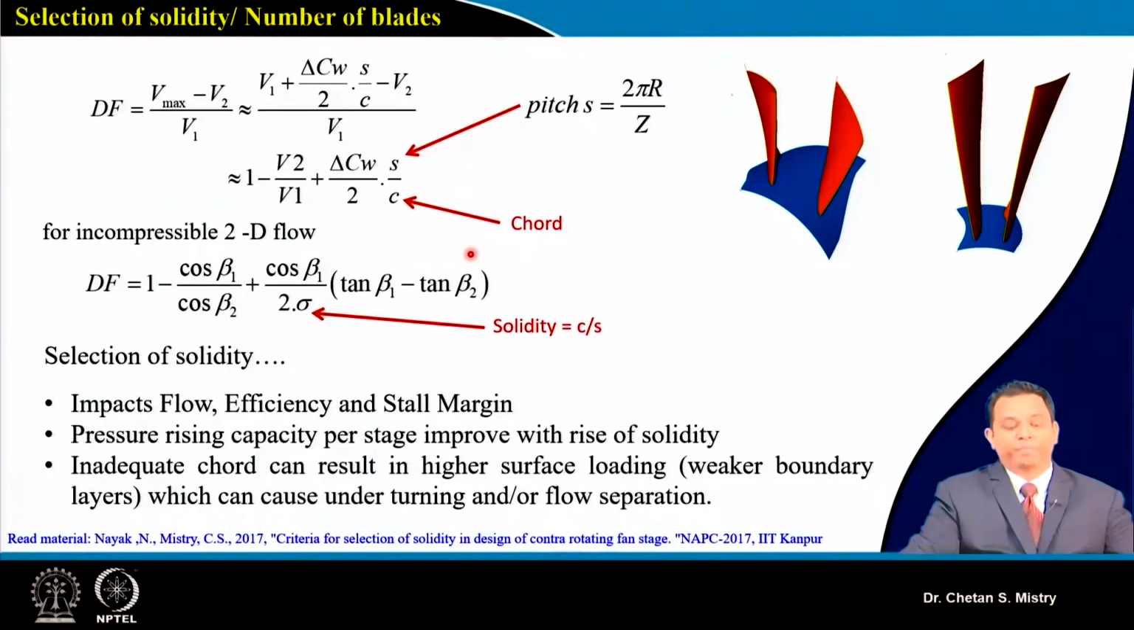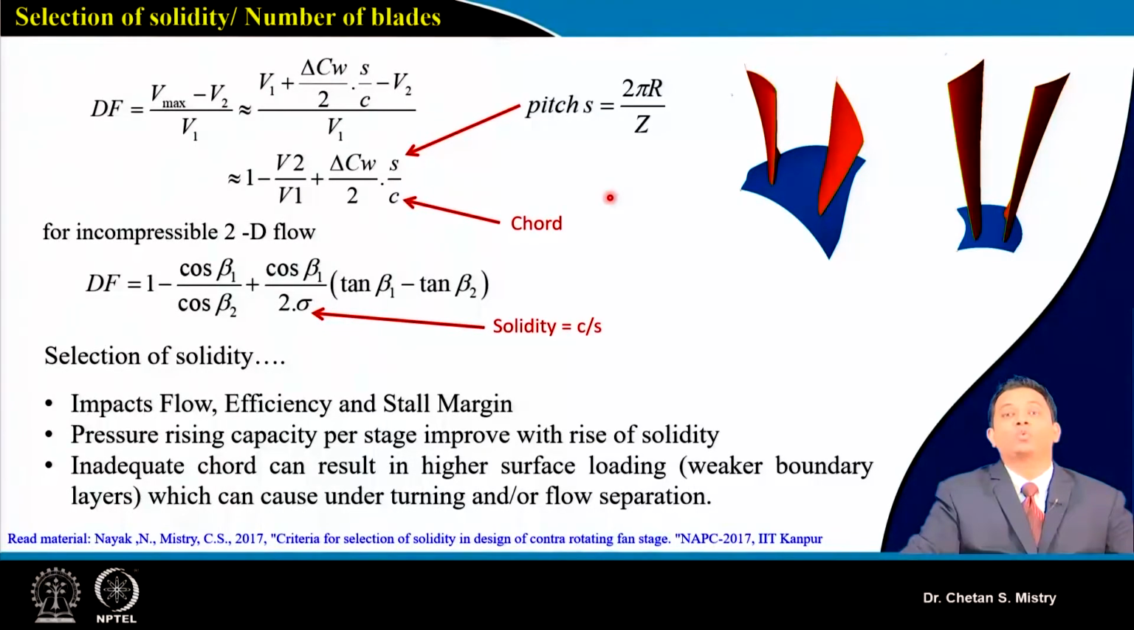It has a direct impact on flow capacity and on efficiency, and it also impacts the stall margin. These are all prime requirements when we are talking about the application part. When the per stage pressure rise expectation is higher, the solidity needs to be higher. We know solidity is a function of the chord, and pitch we have defined as 2 pi r by z, where z is the number of blades.